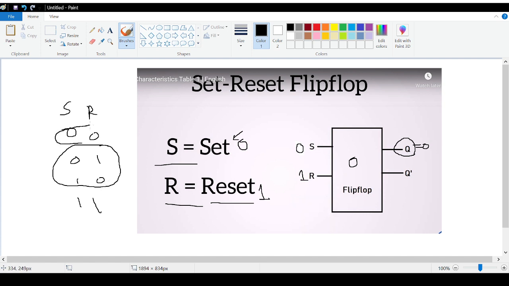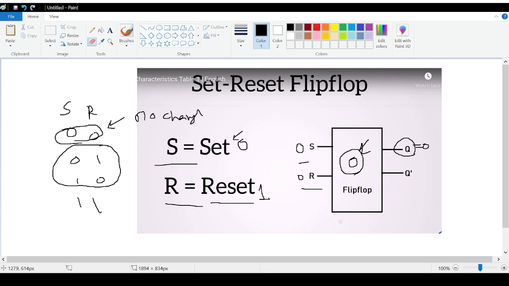Now what happens if the value is 0, 0? Interestingly, if I pass 0, 0 into the flip-flop, whatever value is stored inside my flip-flop remains as it is. So if S is 0 and R is 0, then whatever value was stored previously, say my stored value was 0, the value remains 0. If you pass 0, 0, there is no change inside my flip-flop.